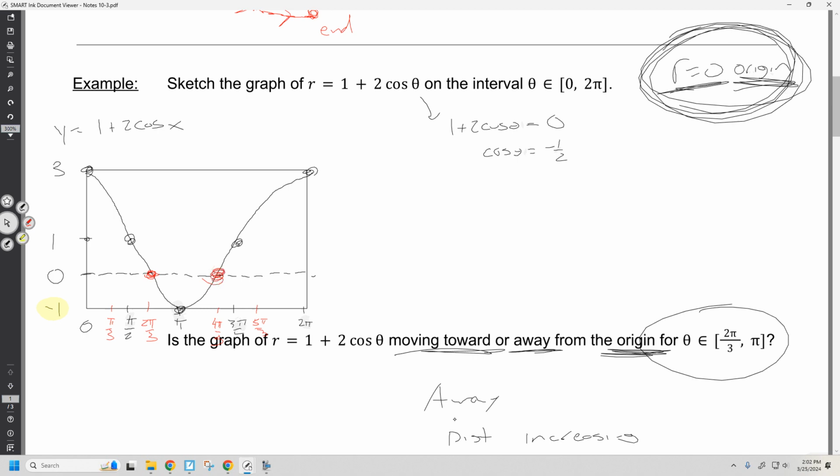It's important to know when we're at the origin so we can know if we're going towards or away from the origin. Got it? Yeah. Or if our distance is increasing or decreasing.